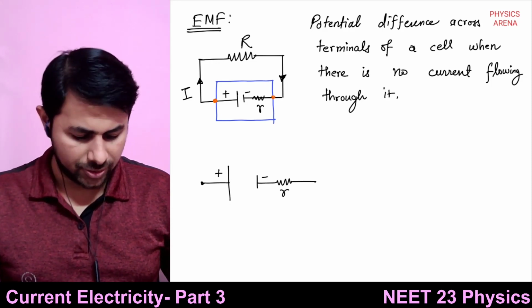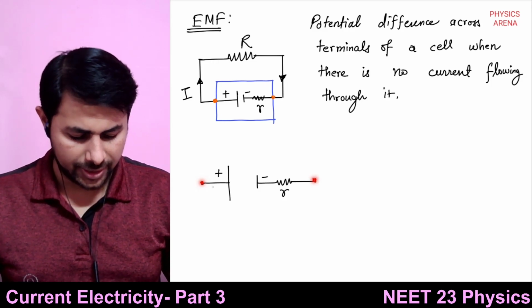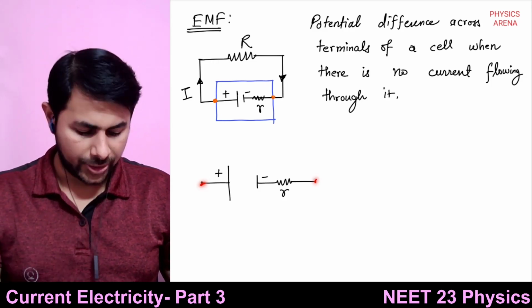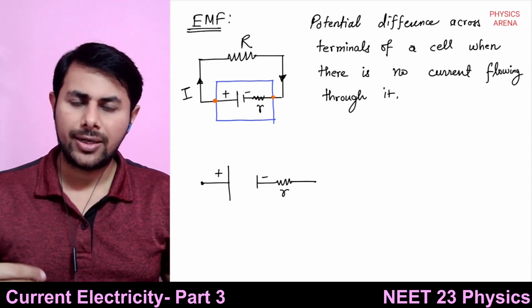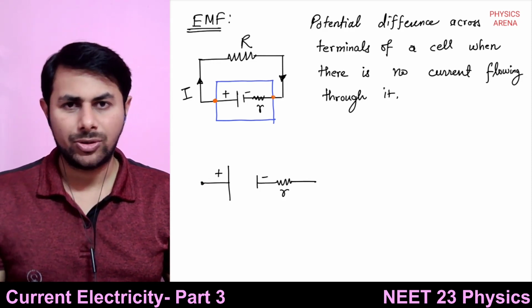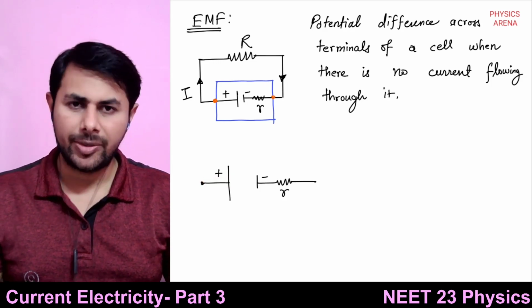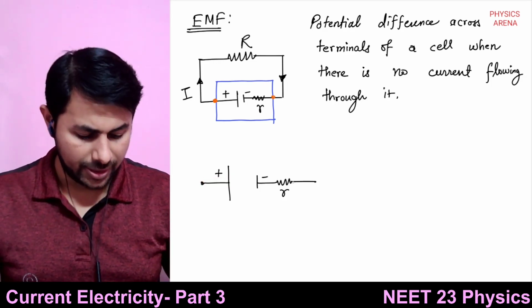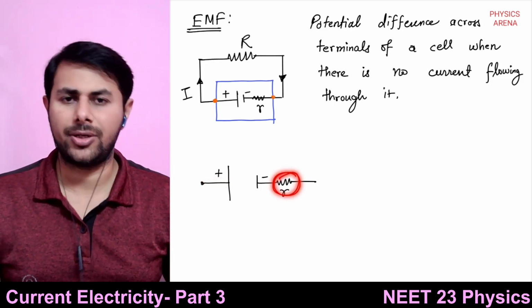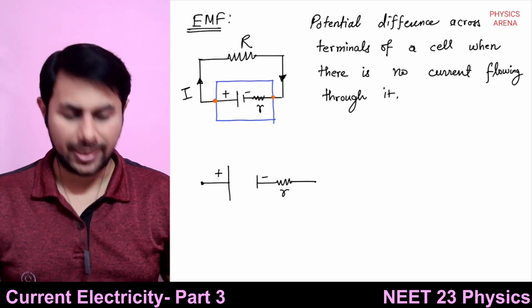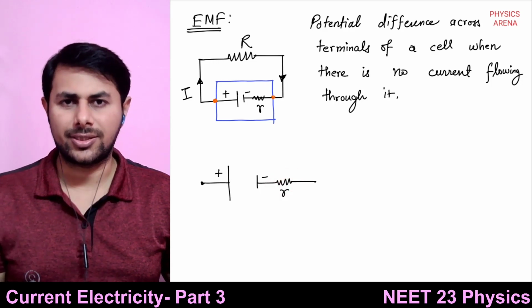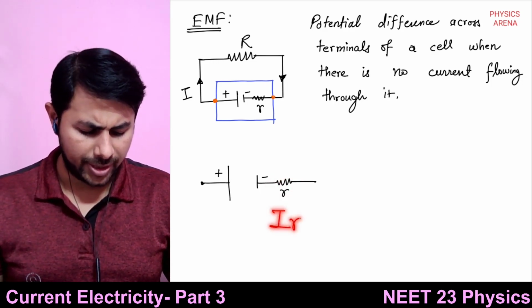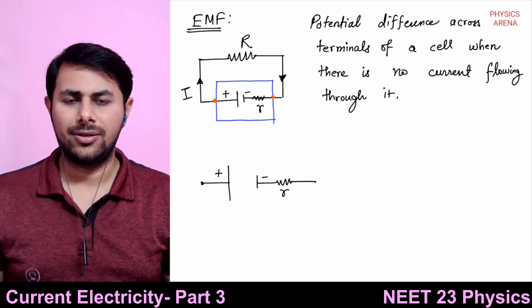This is R. When there is no current, you measure the potential difference between these 2 points, it will be maximum. Now when current starts flowing, how much would be the potential difference? It will be the earlier potential difference minus the potential drop across this resistor, which is equal to that current multiplied by this resistance.